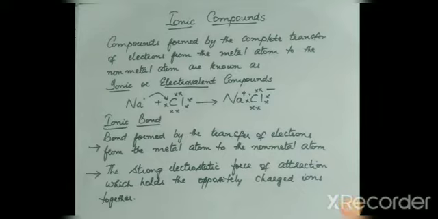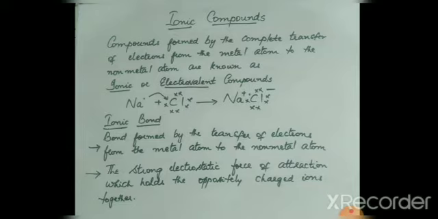Thus, we have seen that in compounds like sodium chloride, magnesium oxide, etc., there is complete transfer of electrons from the metal atom to the non-metal atom. Therefore, compounds formed by the complete transfer of electrons from the metal atom to the non-metal atom can be called ionic or electrovalent compounds. Since the compound formed is known as an ionic compound, the bond present in these compounds can be called an ionic bond. So what is an ionic bond? It is a bond formed by the complete transfer of electrons from the metal atom to the non-metal atom.